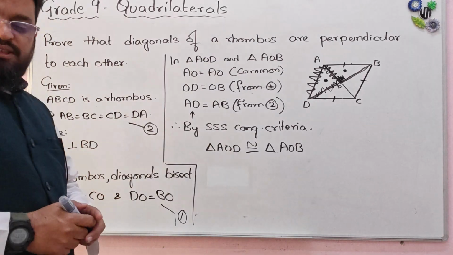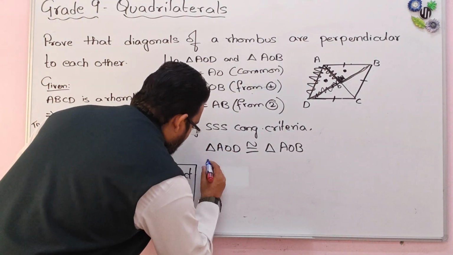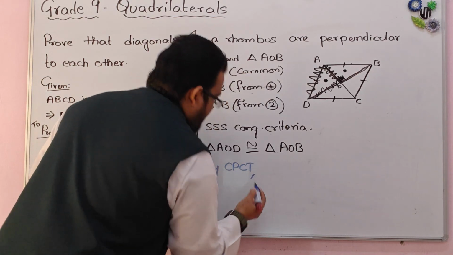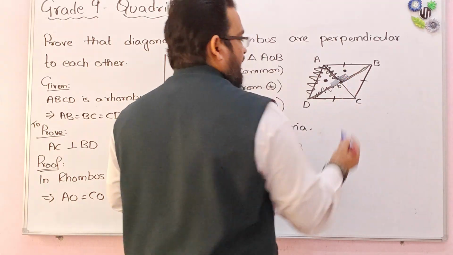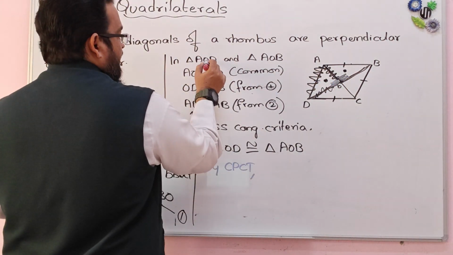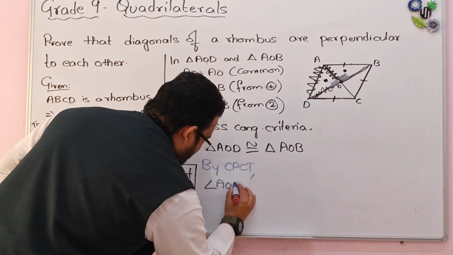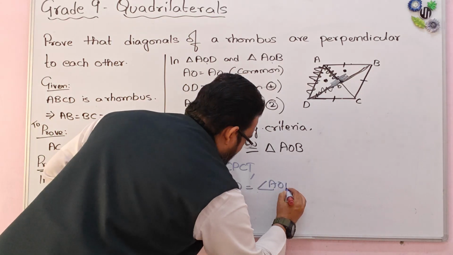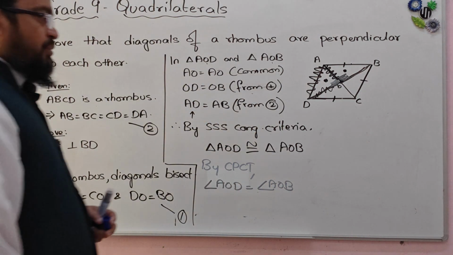And since these two triangles are congruent, can I write by CPCT, what will you say about these two angles? These two angles are equal. Angle AOD is equal to angle AOB. Is it right? Angle AOD is equal to angle AOB.